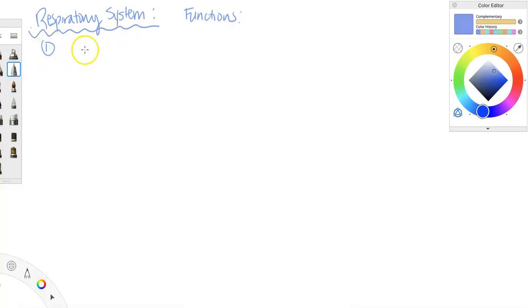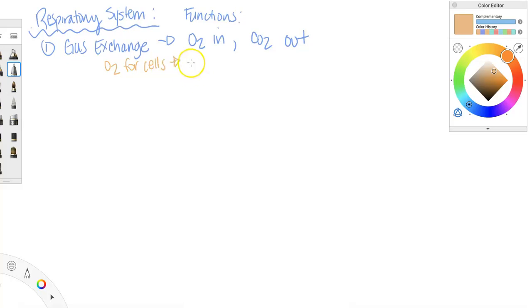Right, so the main function of the respiratory system, I think you would agree, would be gas exchange. So this is where oxygen comes in and CO2 goes out. Okay, and why is this important? Well, of course, it's important because we need oxygen for body cells, for cell respiration.